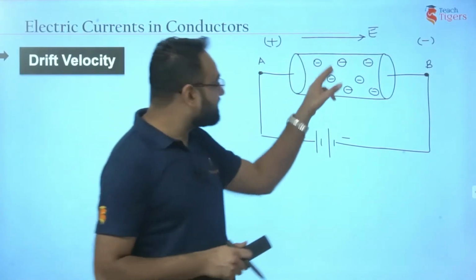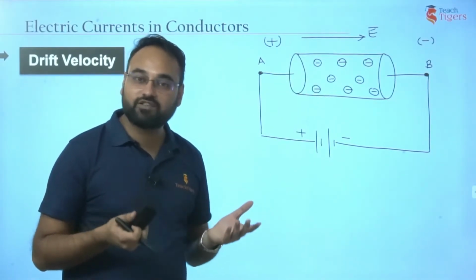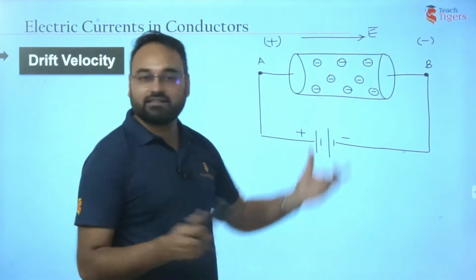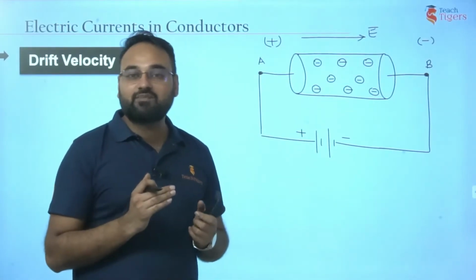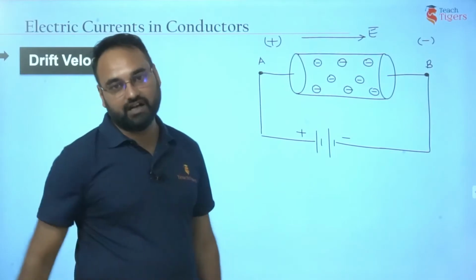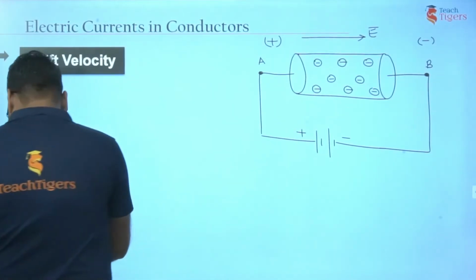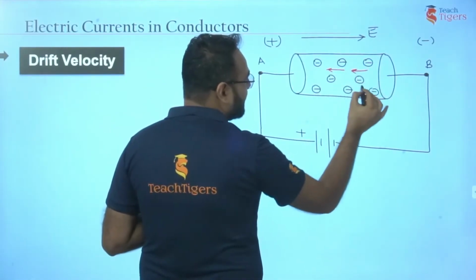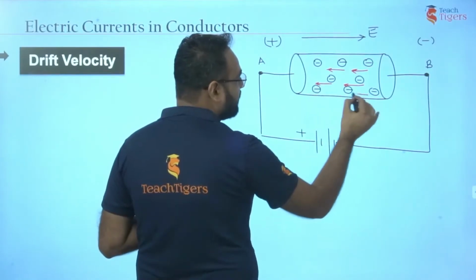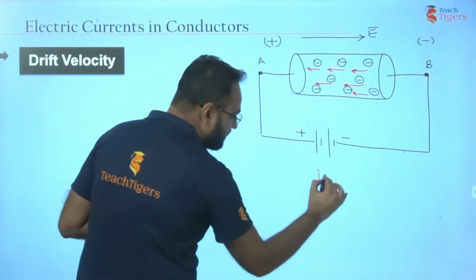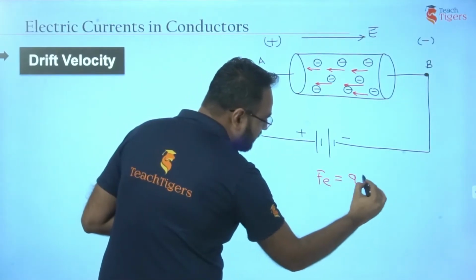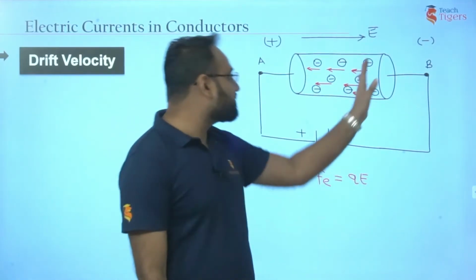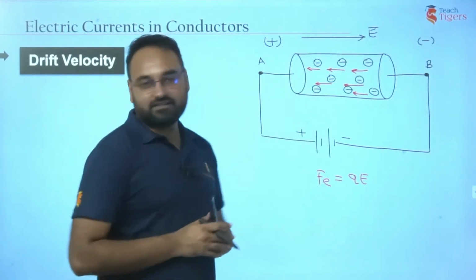So, whenever a charged particle, negative or positive, is placed in an electric field, it always experiences a force. Here, the charged particles are electrons. Therefore, they will experience a force in the direction opposite to the field. Let's draw the force vectors. They will experience a force in this direction. The magnitude of this force Fe is qE, where E is the external electric field. This is the amount of force they will experience.